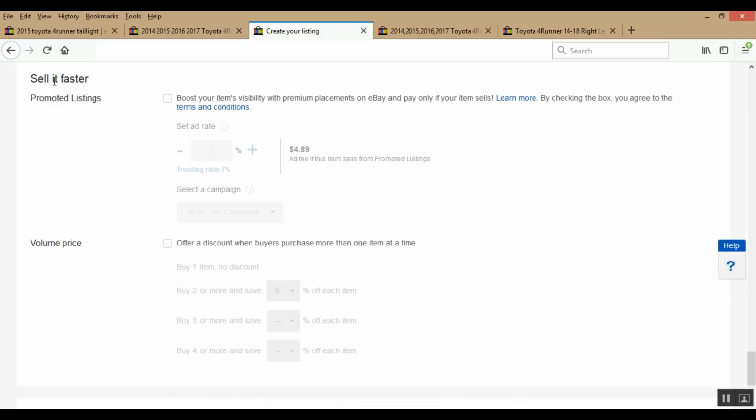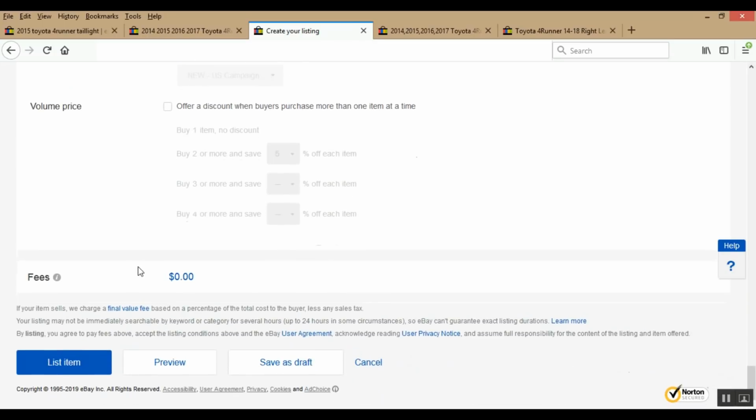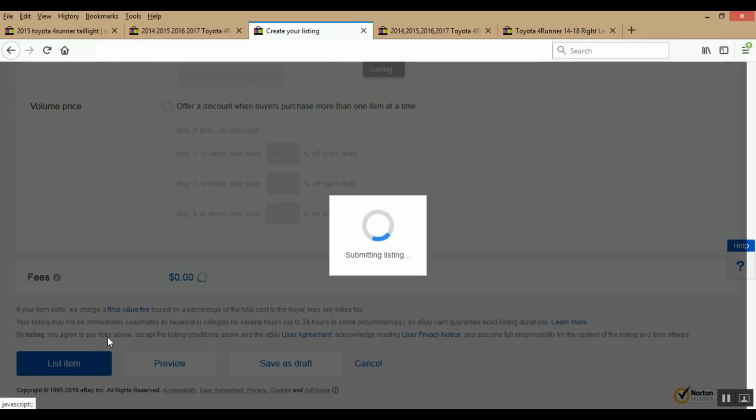Now lately eBay has had their promoted listings options, and to tell you the truth, I don't mess with it. It's basically just a discount. It shows you right here, if I did a 7% promoted listing, if it sold, then an additional $4.89 would be taken out of the sell price. I don't mess with that. I don't mess with this either. Basically, we just list the item and that's it. Okay, so we're good to go. You click list item and that is it.